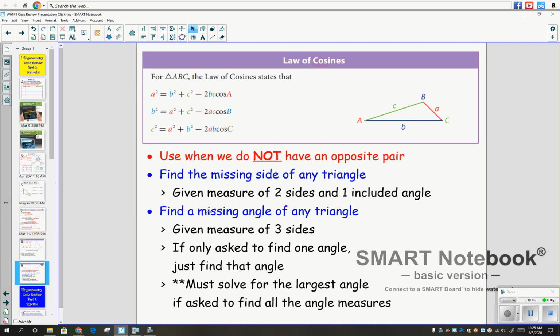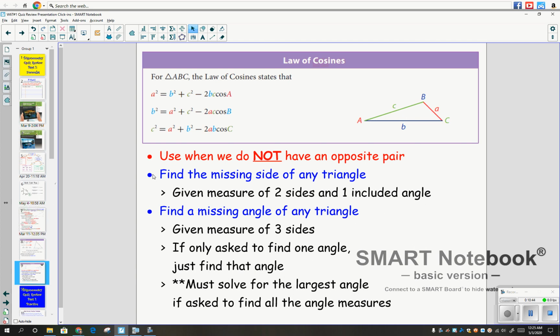I can also use it to find the missing angle of a triangle. In order to do that, I must be given the measures of all three sides. And if I'm asked to find one specific angle, just use whichever one it is to find that. This is just an extension note. If you're ever asked to solve for all the angles, always find the largest angle first.